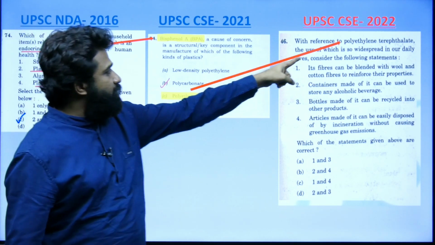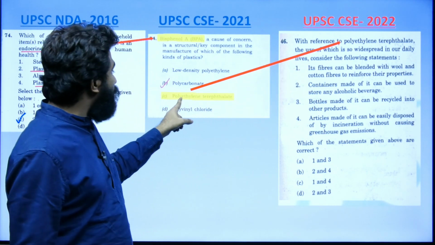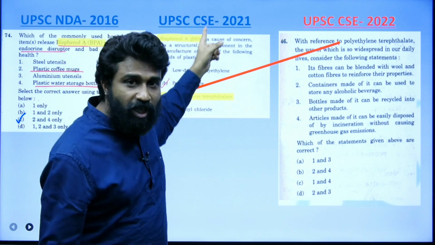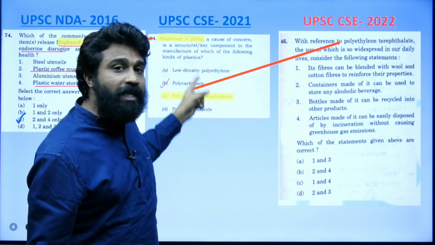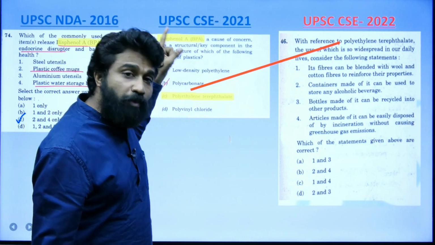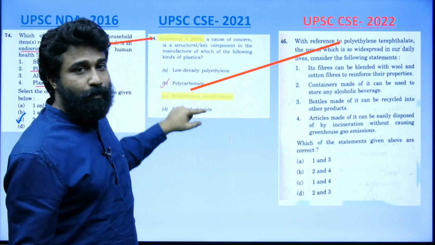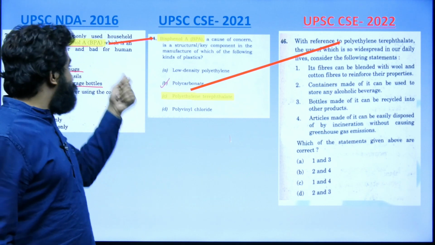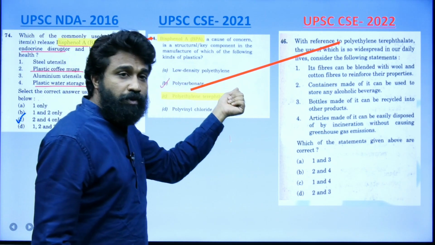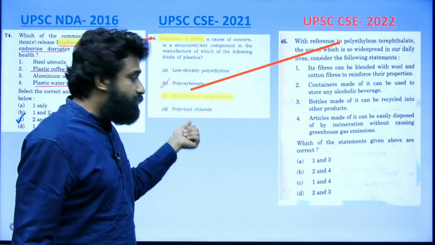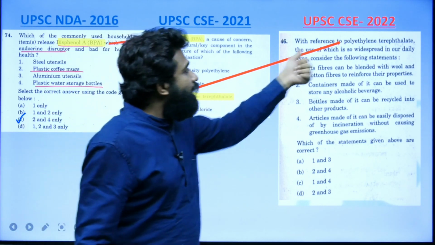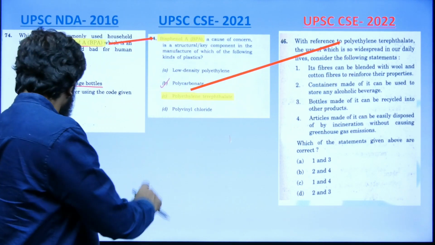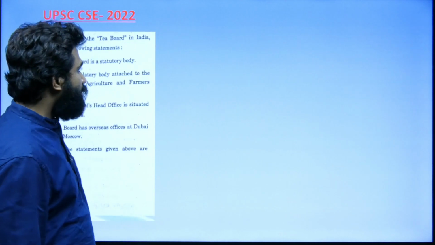That is, see this one, polyethylene terephthalate. Polyethylene terephthalate was option C given in the 2021 examination. Actually the question was about bisphenol A. It was a polycarbonate and not good for human health, and also it was an endocrine disruptor. It was asked in NDA and reflected in the 2021 preliminary examination. Option C, polyethylene terephthalate, is again asked as a question in 2022, in the recent year.